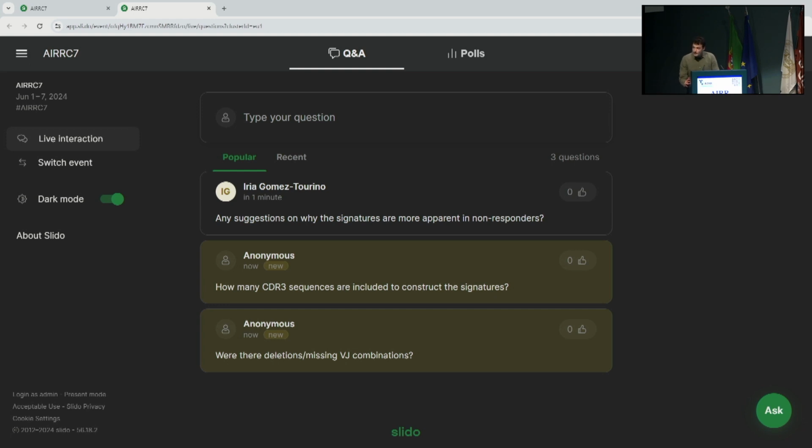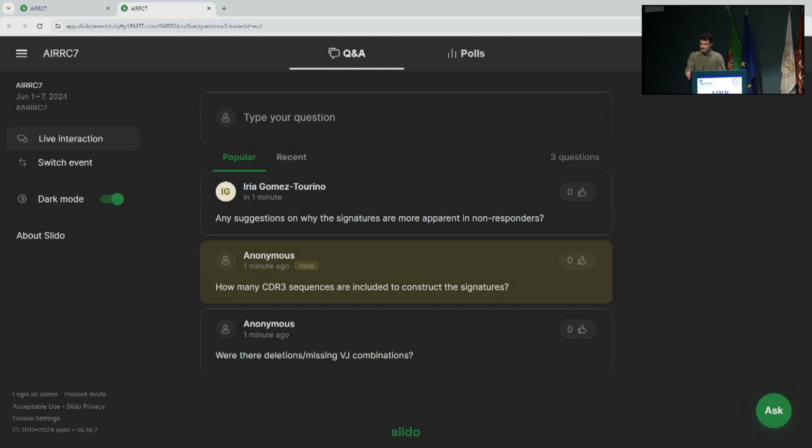I'm sorry, what? Is the diversity of the Tregs that you see in the non-responders different from the diversity in the responders? I'm not sure. I didn't do the diversity analysis. We did some diversity analyses. I'm not sure. Okay. All right.